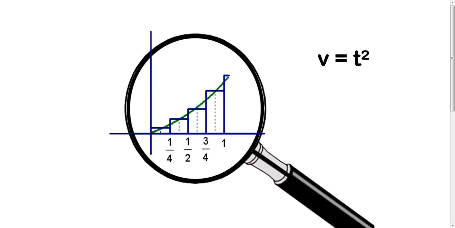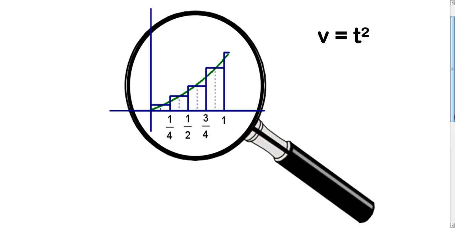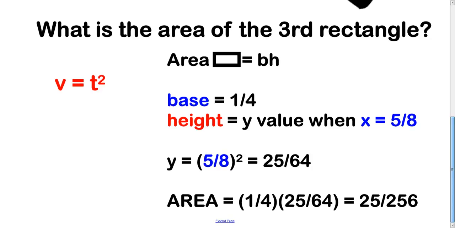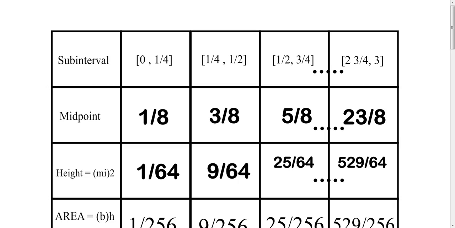You keep repeating that process with every single rectangle underneath there. You do it again with this rectangle right here. Did I say triangle before? That rectangle. The base is 1/4. The height is however high that is, and I have it down here so you can see it. 5/8 squared is 25/64, so 1/4 times 25/64 is 25/256. You keep doing that for every single rectangle underneath that curve until you get to 3 seconds.